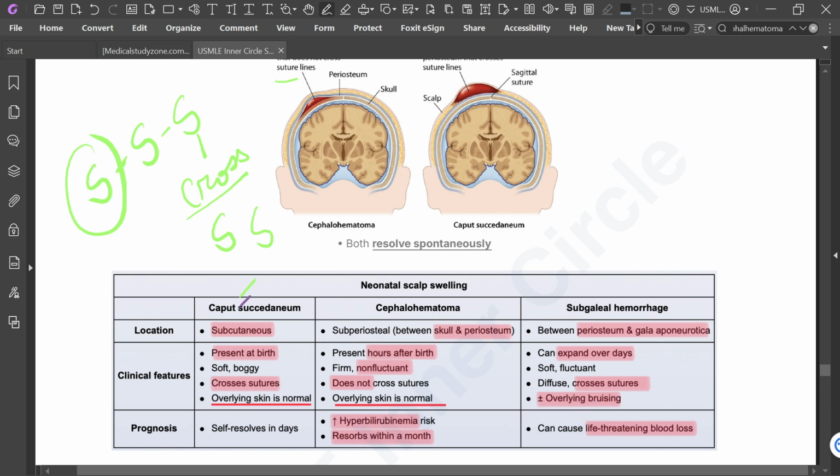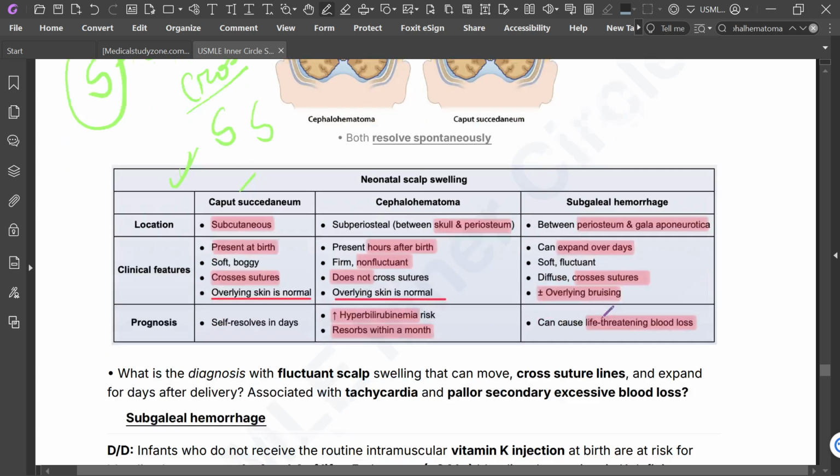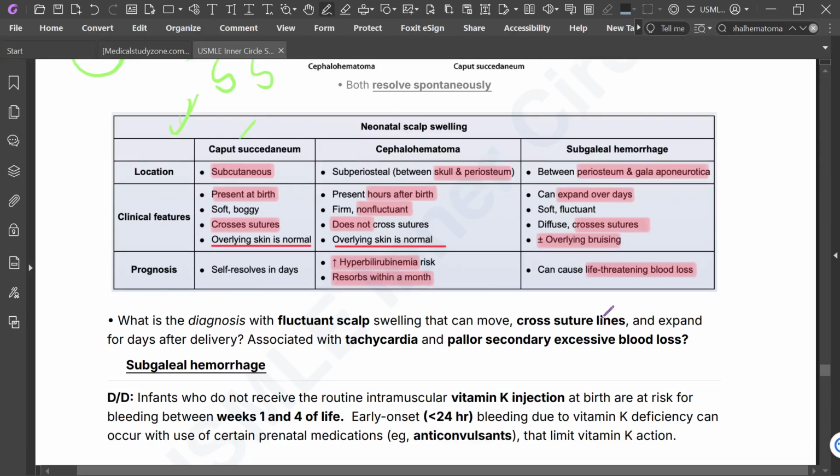So caput succedaneum is a simple, self-resolving hematoma. Cephalhematoma can cause hyperbilirubinemia. Subgaleal hemorrhage can cause life-threatening blood loss.